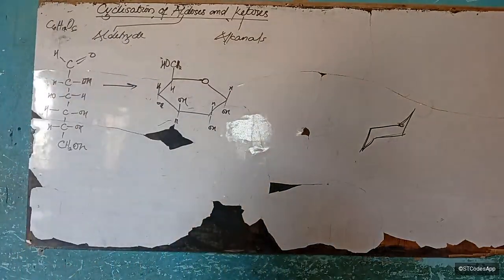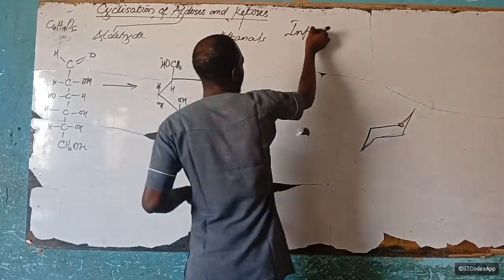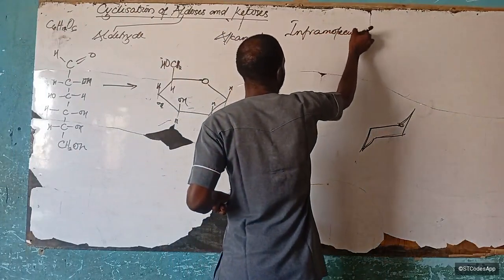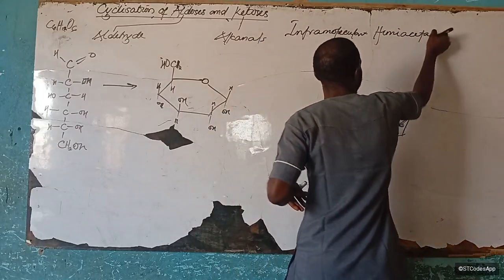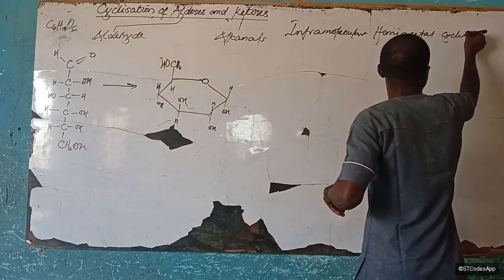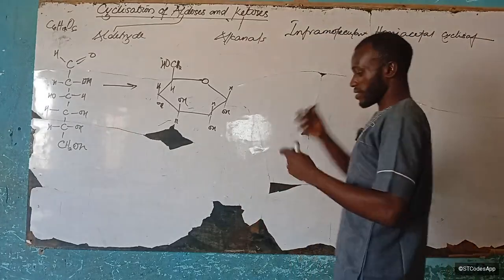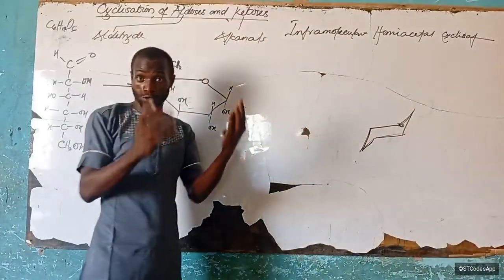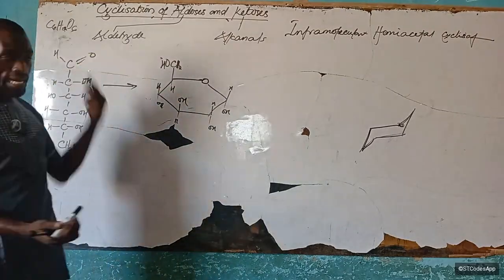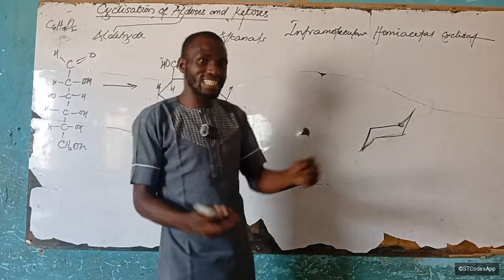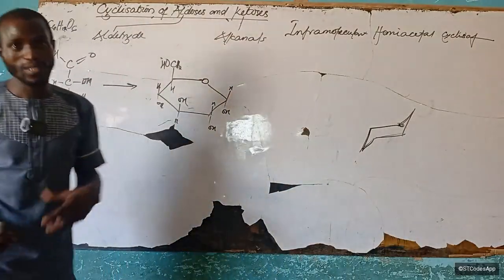Alright, so when they cyclize, the process of cyclization is actually called intramolecular hemiacetal cyclization. I'm going to break it down. Cyclization means becoming cyclic. Hemiacetal: hemi means half. Acetal has to do with aldehydes. Intramolecular means the cyclization takes place within the same molecule.